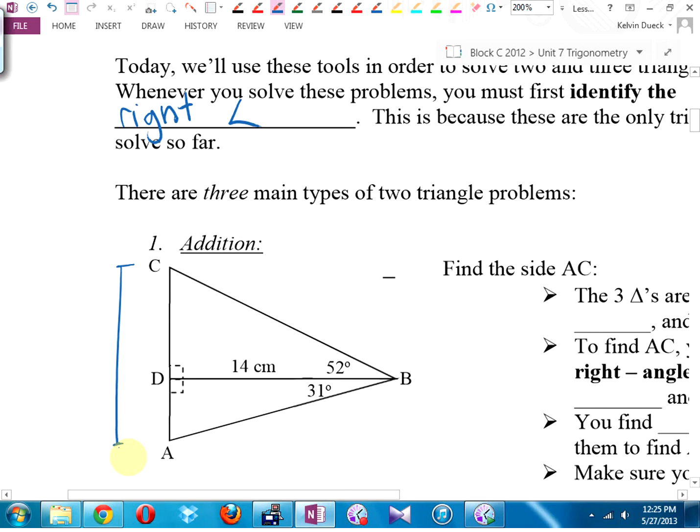Yeah, Marcus. Find C to D. Look at him, he's even using the letters, because that's why I did that, by the way. Find CD. And find DA. Find DA, and then add them together. That's why I called this the addition. Okay.